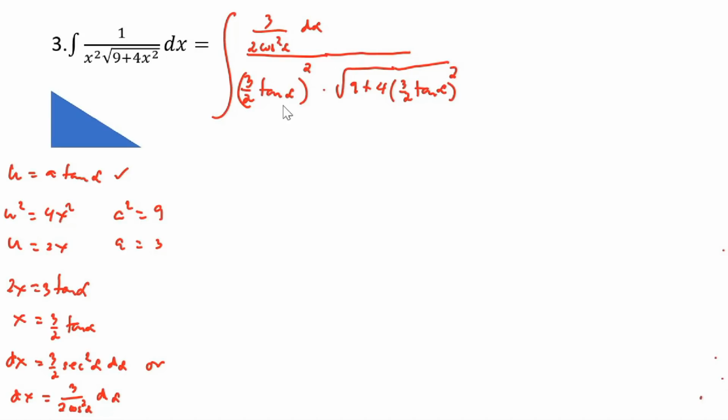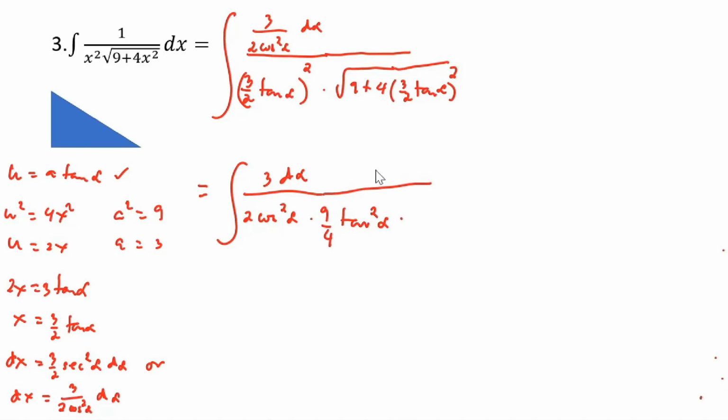Okay, so simplifying this, I can rewrite that one as 3 d alpha. Since this is a denominator, I will just write it down now. So I can write 2 cosine squared alpha times the square of 3 halves of tangent alpha, which can now be written as 9 over 4 of tangent squared alpha, times, simplifying the radicand, we have now 9 plus, so the square of 3 over 2 is 9 over 4 times 4. So we have now 9 plus 9 of tangent squared alpha.